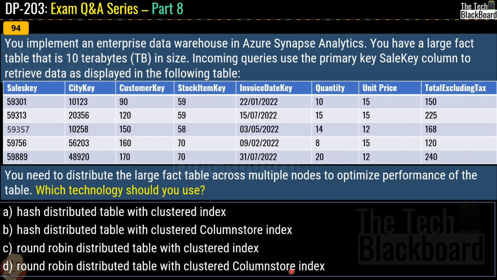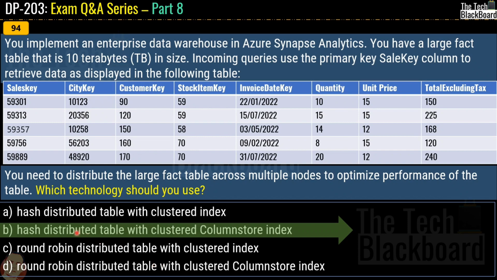The correct answer for this question is option B, hash distributed table with clustered column store index. So basically, hash distributed tables improve query performance on large fact tables, and column store indexes can achieve up to 100x better performance on analytics and data warehousing workloads, and up to 10x better data compression than traditional row store indexes.